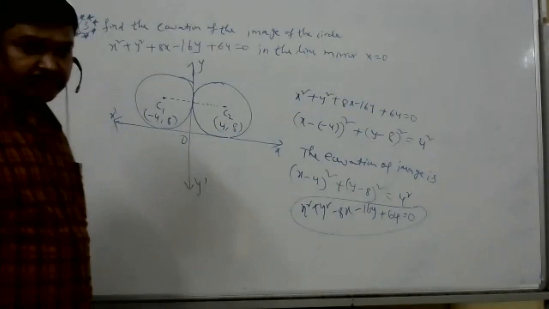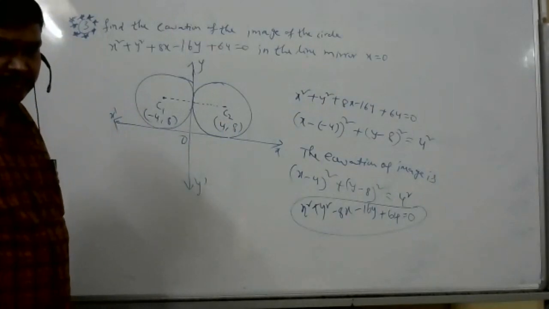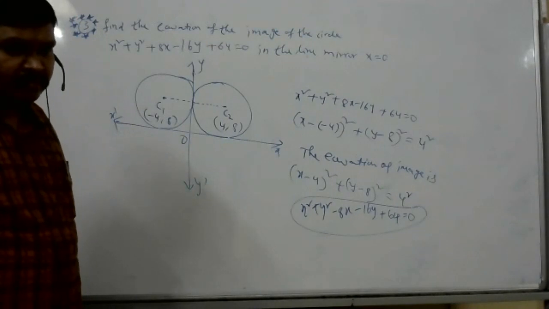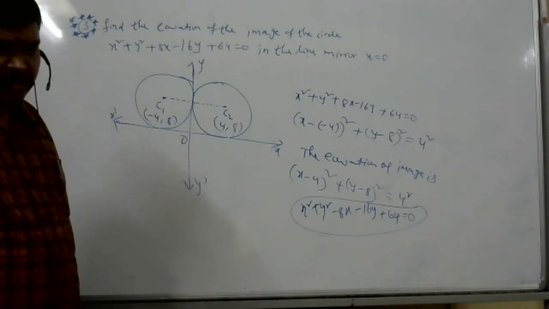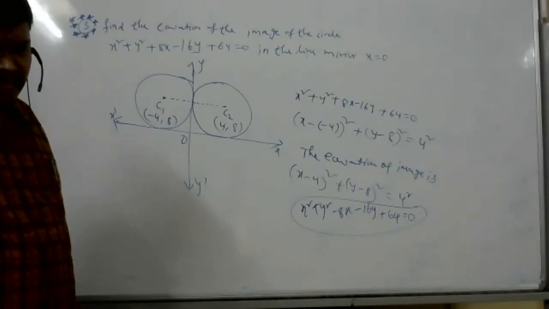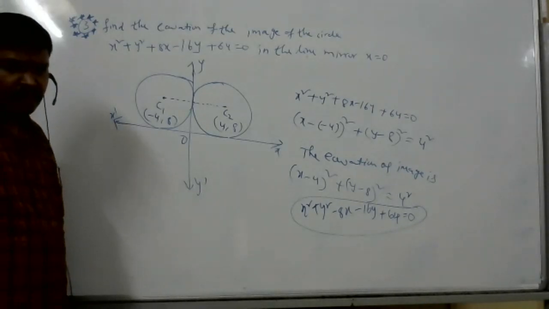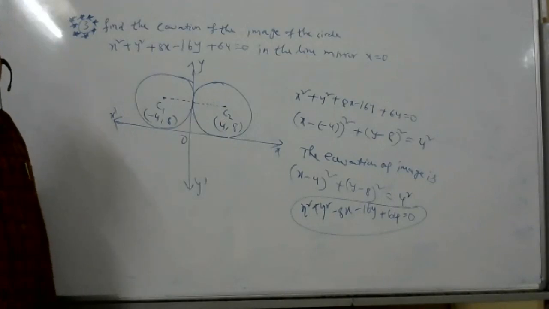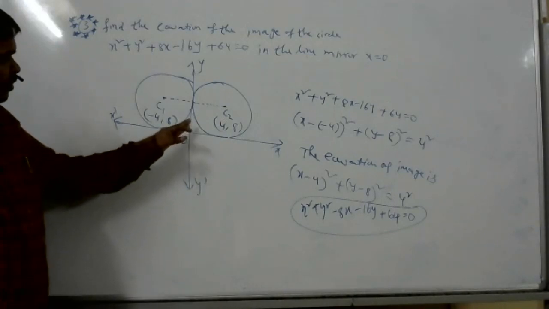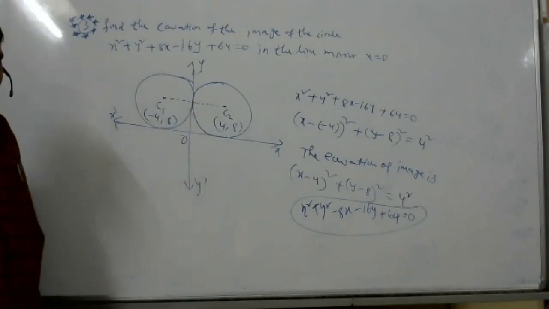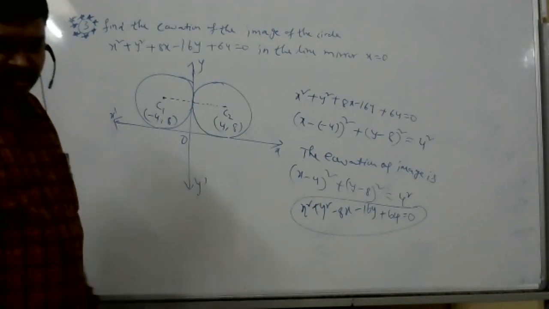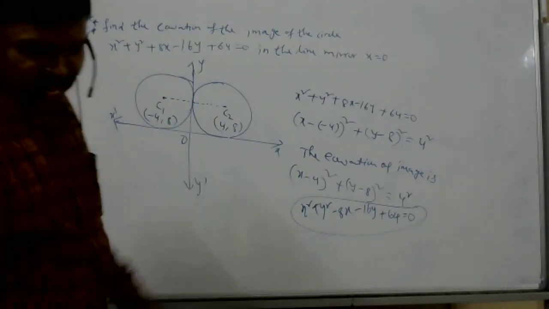Sir, how to do it if they have given something like 2x plus y is equal to 0? Sir, how to do it when the mirror is given like that? If the mirror is given as another line, this line represents the y-axis, no sir? Yes, sir. But what if they give another line then? Like 5x plus 7y is equal to 4. Okay, the further problems are there. I will explain.